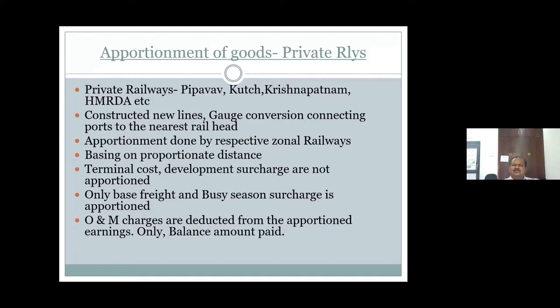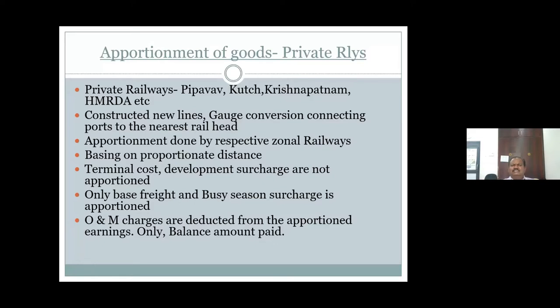In South Central Railway, we have Krishnapatnam. In Western Railway, we have Pipavav and Kutch Railways. In HMRD, Assam Bangalore Rail Development are there, and in South Western, it is there too. So these are all the private railways. Actually, Indian Railways should set up these lines, but due to financial crunch, we are encouraging mostly port-based railways to construct their own lines and move the traffic.